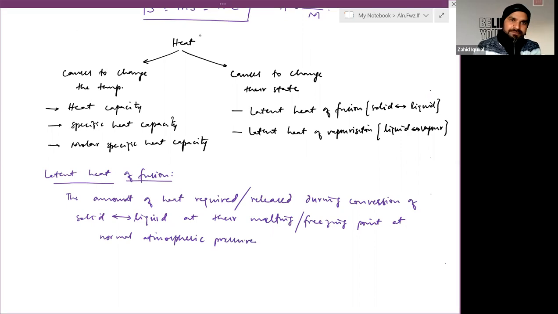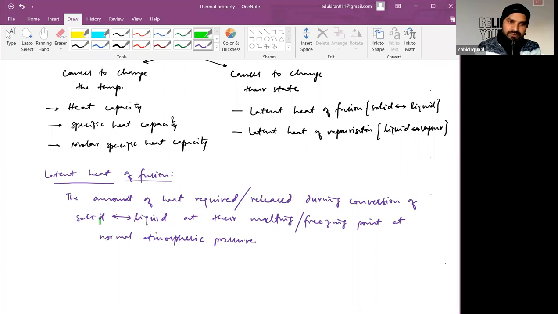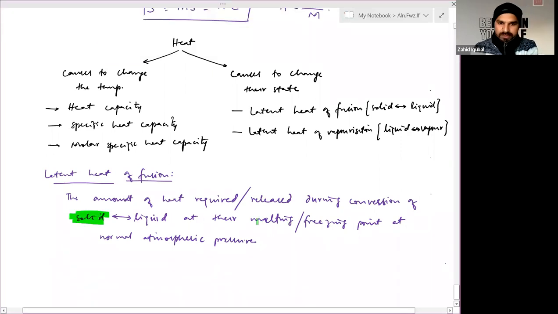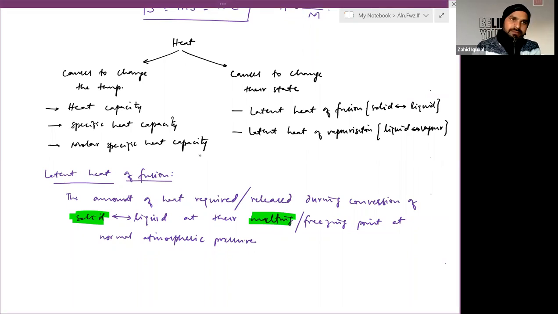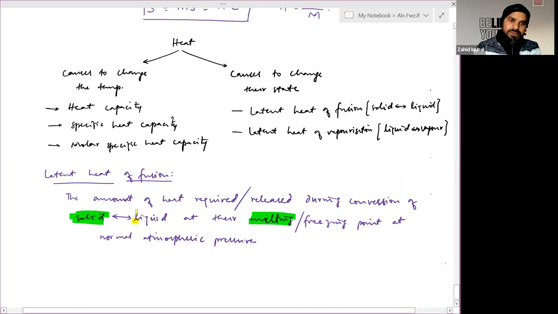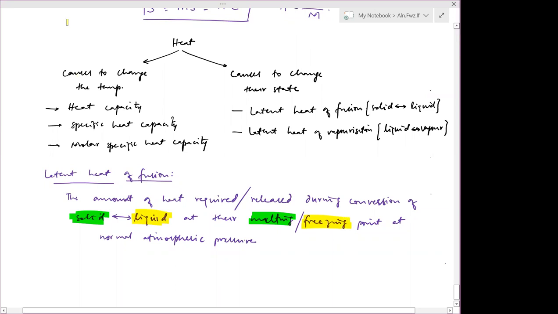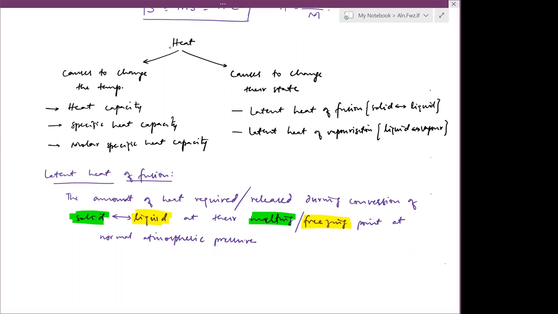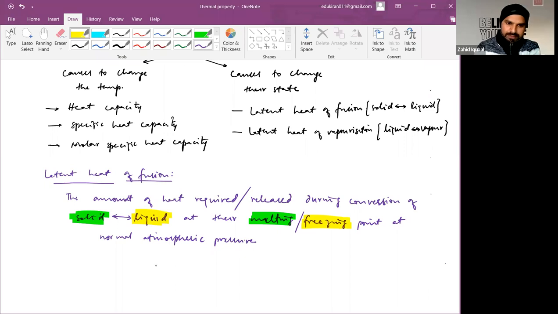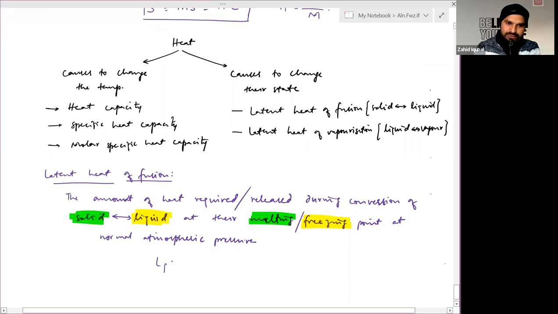Like in case of conversion of solid to liquid, it will be melting. In case of liquid to solid, it will be freezing. Ifra, is it clear? Yes, sir. So in case of ice, latent heat of fusion for ice is 80 calorie per gram.